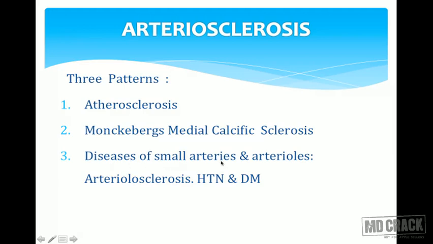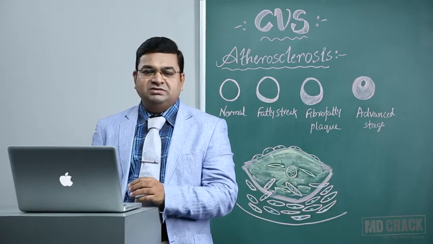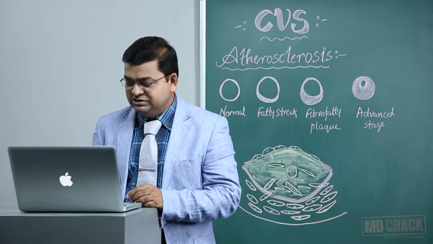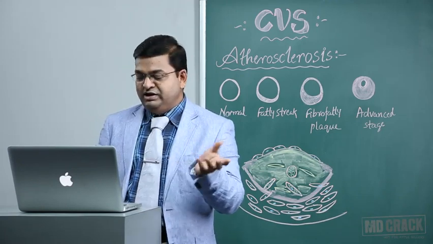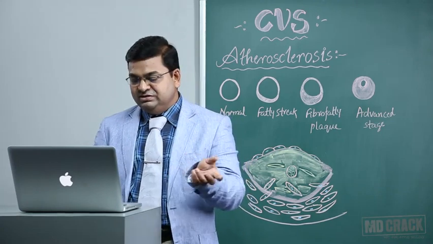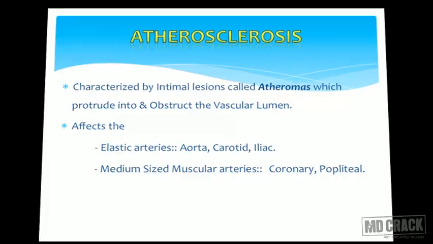And disease of the small arteries and arterioles is arteriolosclerosis, very commonly seen in patients who are having uncontrolled hypertension and uncontrolled diabetes. So hypertension and diabetes are again very much prone to this arteriolosclerosis. They can suffer from various pathies, glomerulopathies, nephropathies. It is all because of this arteriolosclerosis.